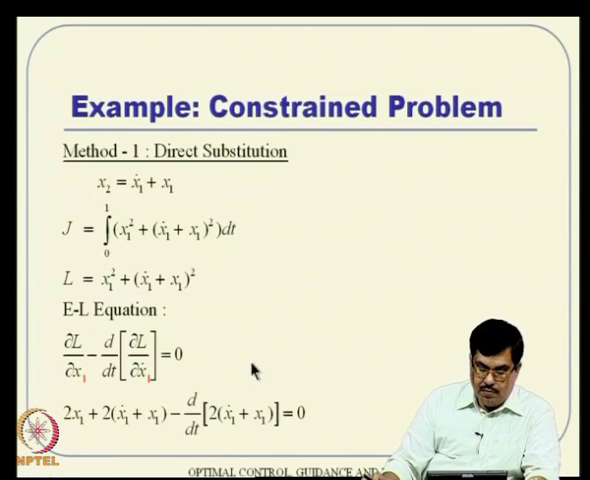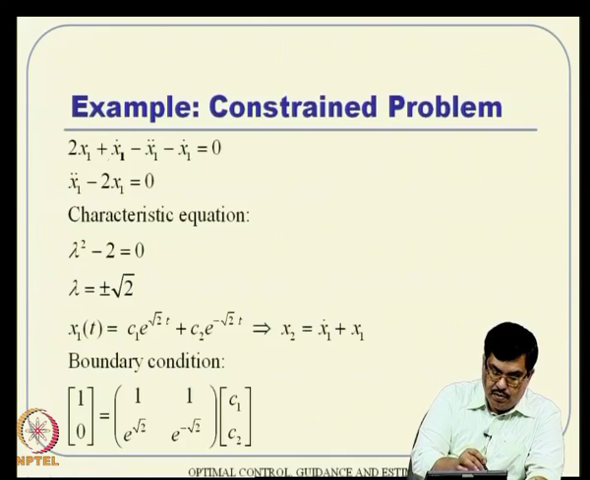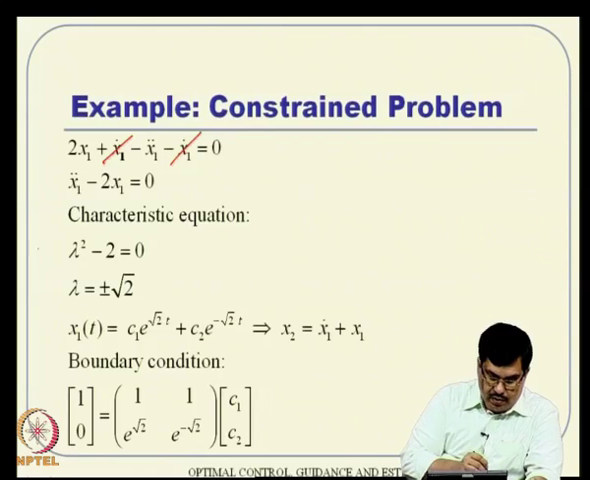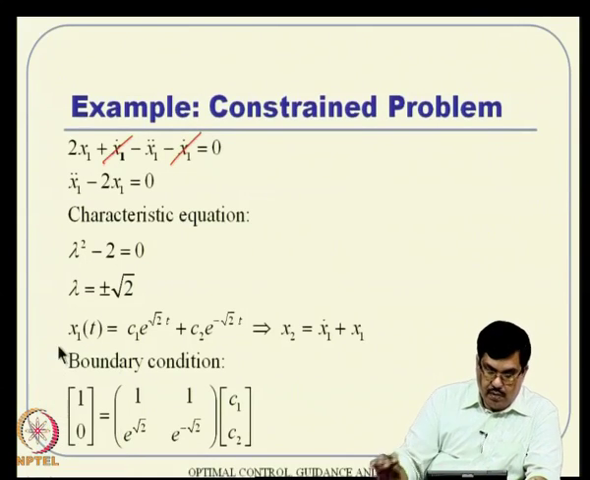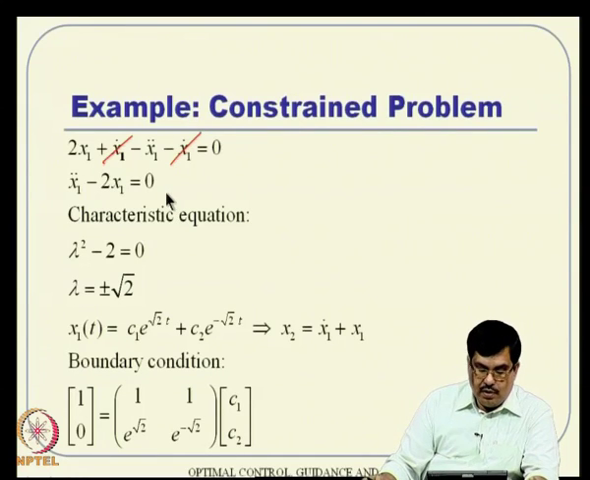Now it is time to simplify a little bit. We simplify, and it turns out to be like this, and essentially you can see that this is nothing but x1 double dot, and this x1 dot and x1 dot cancel out here, plus and minus. I am left with this differential equation: x1 double dot minus 2x1 equal to 0. This is rather easy to solve. It is a second order linear homogeneous equation. The characteristic equation turns out to be lambda square minus 2 equal to 0, and then lambda equals plus or minus root 2.